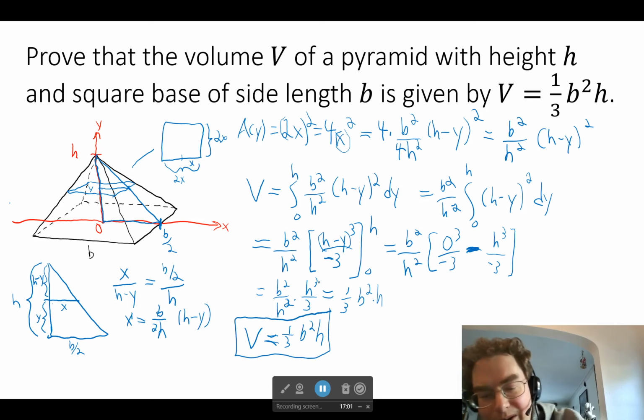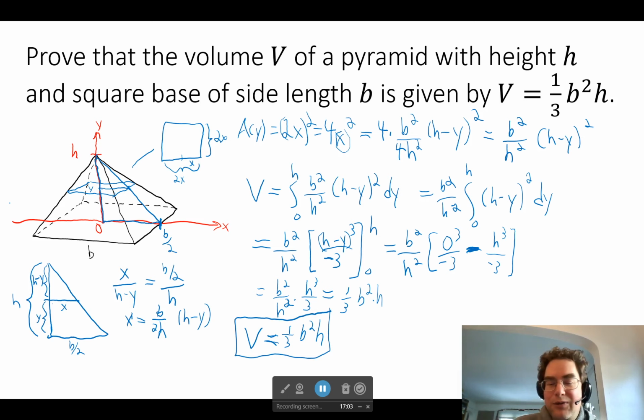And now we have confirmed, verified, derived that formula using calculus. Again, not a solid of revolution, but as long as we have those cross sections that we can understand and work up a formula for the area of, it's still all just as good as with the solids of revolution.